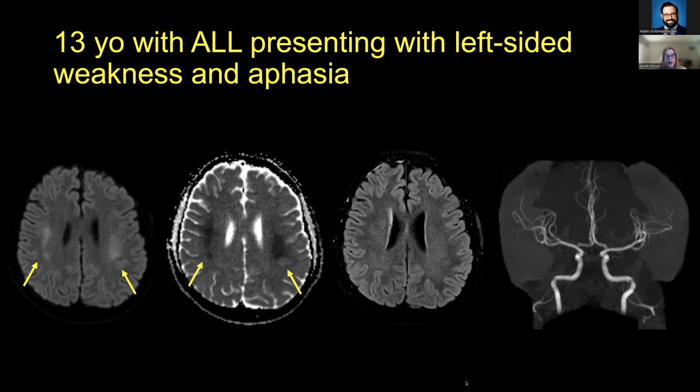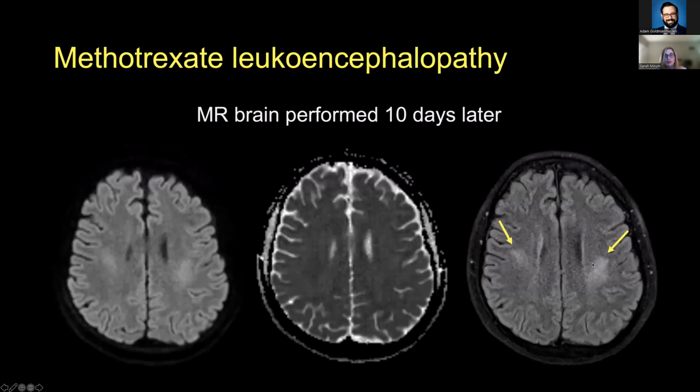Taking a look at the MRA, we don't see any evidence of large vessel occlusion. This patient received IT methotrexate chemotherapy days before his presentation for ALL. In this setting, this is most consistent with methotrexate leukoencephalopathy. The follow-up imaging performed 10 days later, as shown here, supports this diagnosis. We see interval resolution of the previously visualized restricted diffusion in the cerebral white matter bilaterally, as well as evolution of subtle FLAIR signal abnormality in these locations.